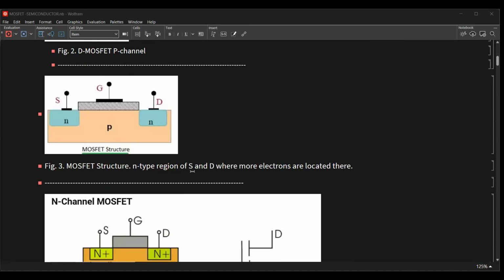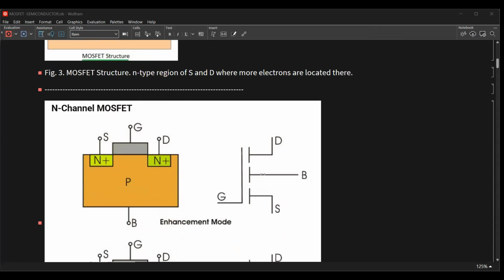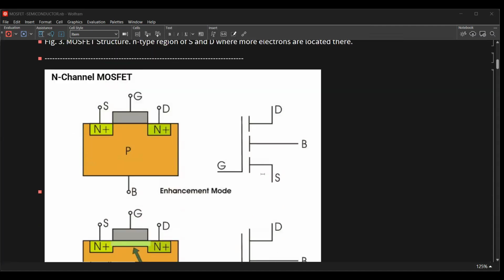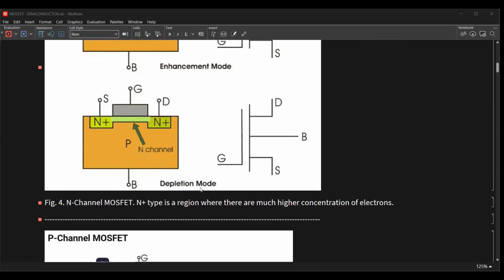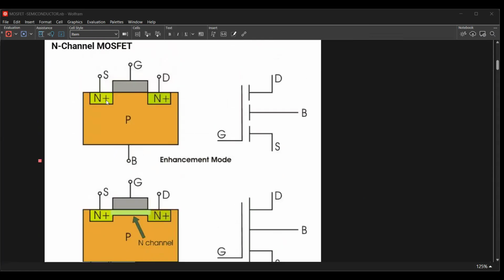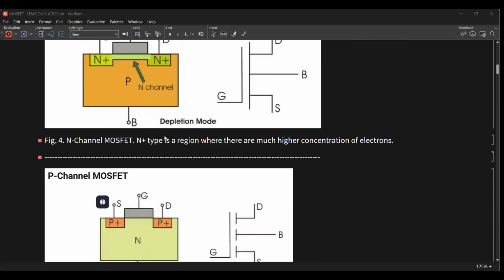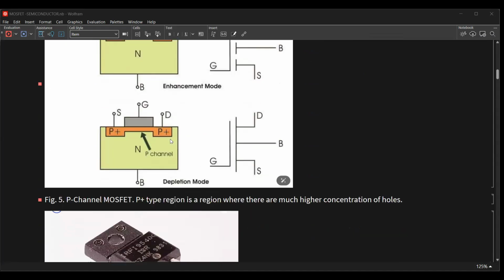So we have the N-type region of S and D here. S here is the source and D is the drain, where more electrons are located. So we have the N-channel MOSFET. The N plus type is a region where there is a much higher concentration of electrons, so we have a much higher concentration of electrons here in S and D. And for the P MOSFET, the P plus type region is a region where there is a much higher concentration of holes.